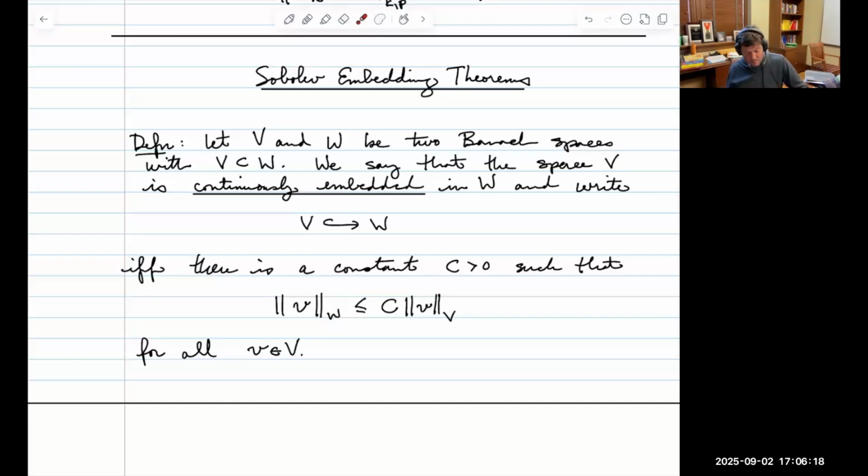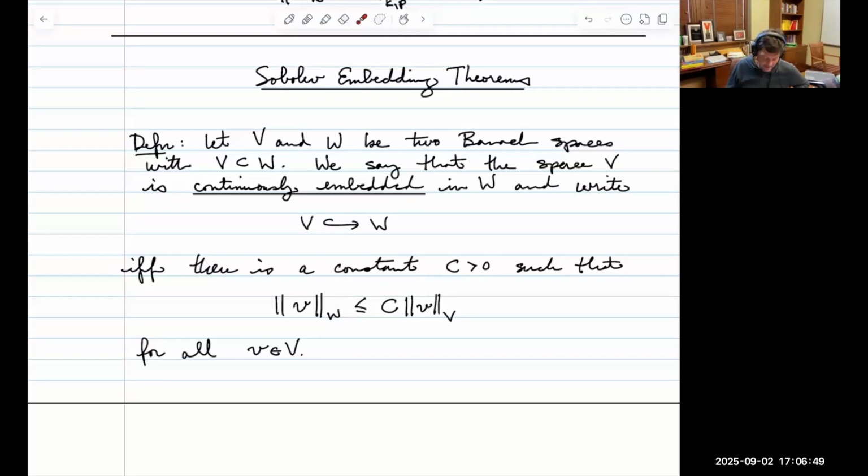So I have to tell you what an embedding is. That's a very practical result, and I'll give you lots of examples, but you need to know what an embedding means first. So we start off by assuming V and W are two Banach spaces, and V is a subset or subspace of W. We say that the space V is continuously embedded in W, and we write V hook right arrow W.